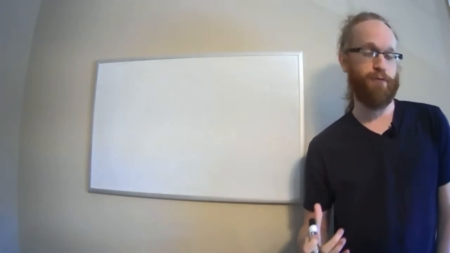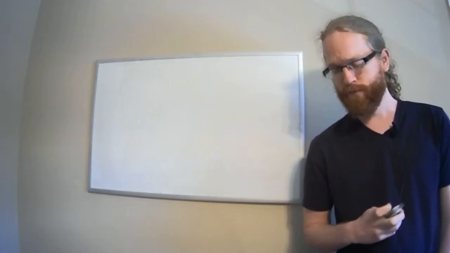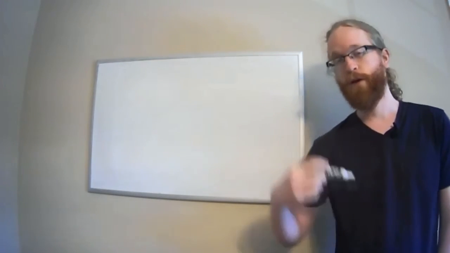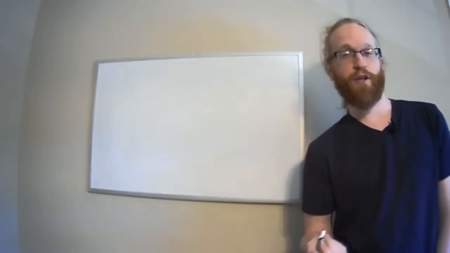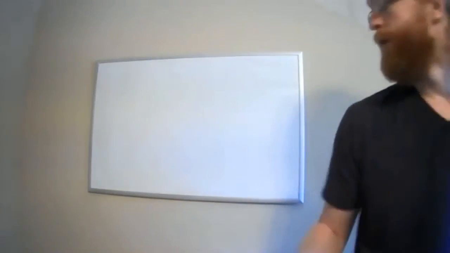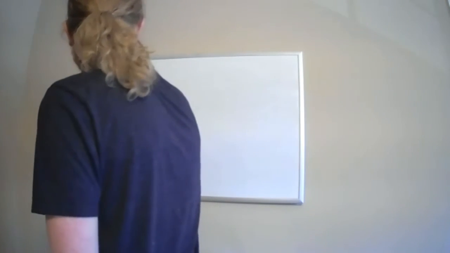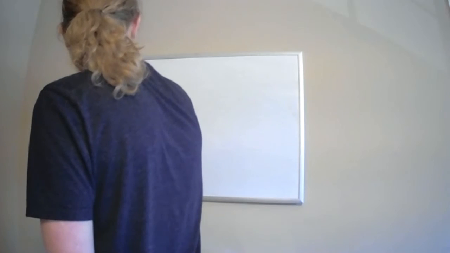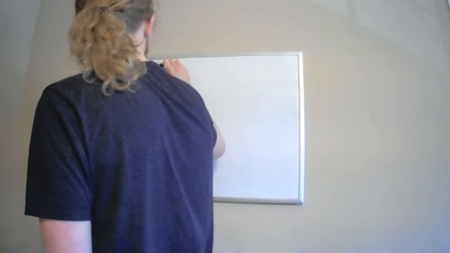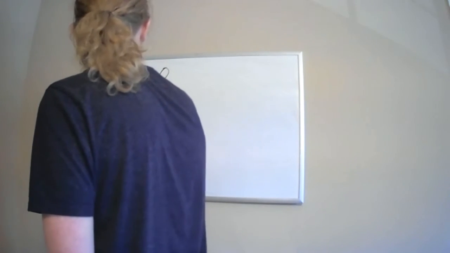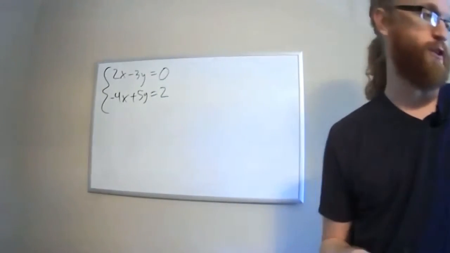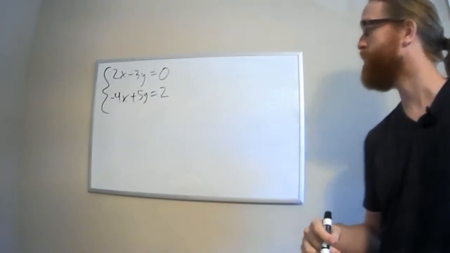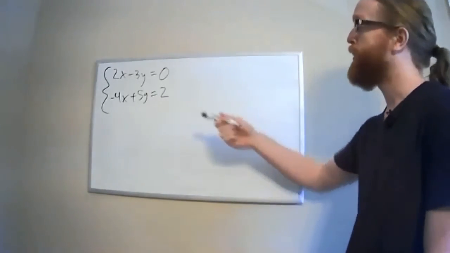And the last thing we did was we talked about augmented matrices, where I gave you a system of equations, and from that we got a matrix. So let me throw an example of that up on the board just to jog your memory a little bit. So if I give you a system of equations, say this. Let's do two equations here. Here's a nice system of equations: 2x minus 3y equals 0, negative 4x plus 5y equals 2.